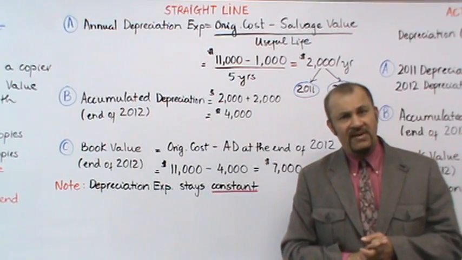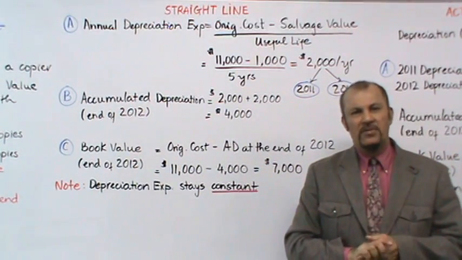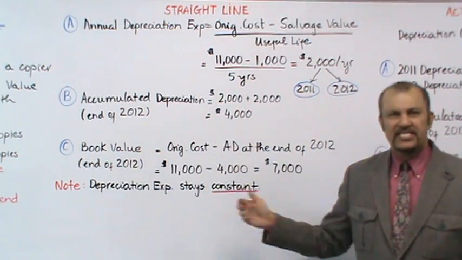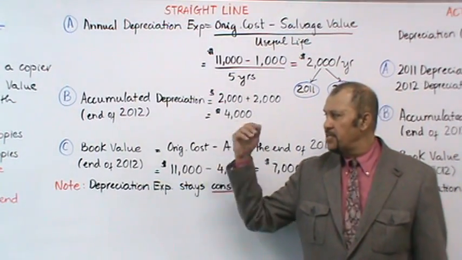Are you ready for some more information? All right, I'll give you a moment to get your breath and clear your head, and we'll do the next calculation, which is the book value, item number C.